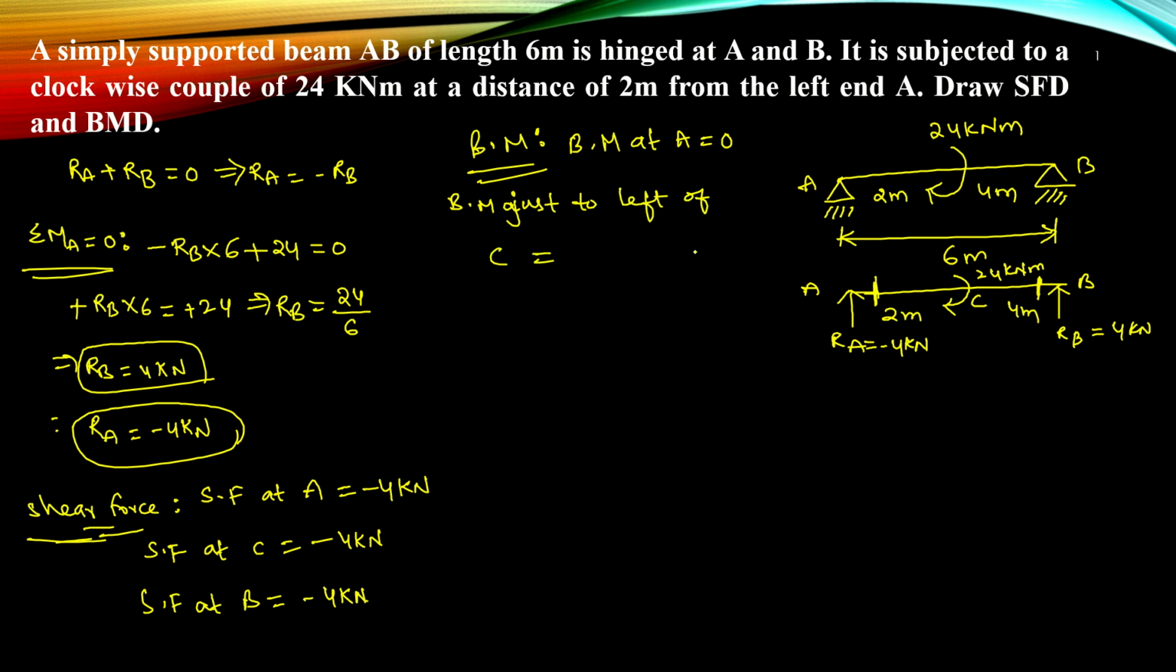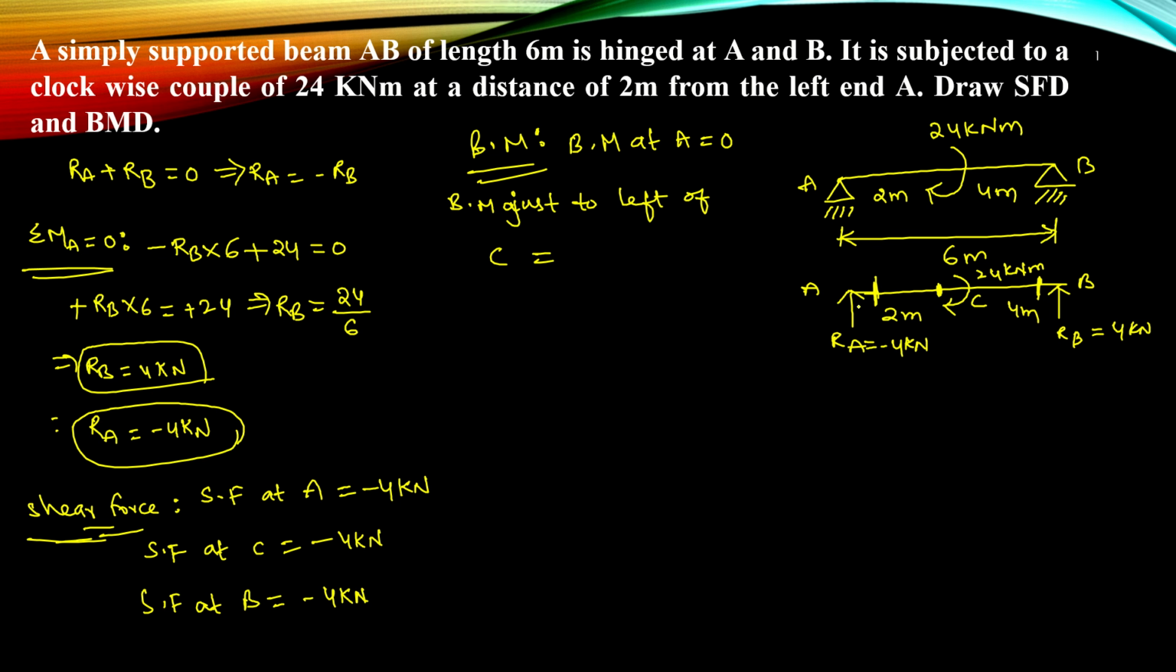Okay, I will calculate bending moment just to left of C. Means imagine that there is no influence of this 24 kilonewton meter. Just say that I am standing at this point where there is no influence of the couple. So let's say I am standing at this point. Now what will be the bending moment at this point?